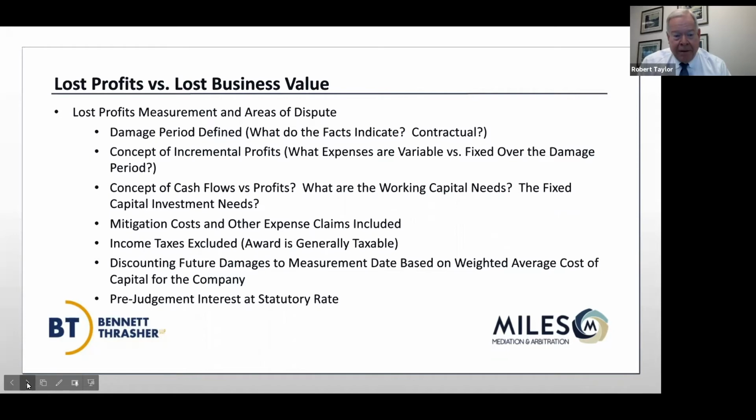Income taxes are excluded generally. I would say always, but I'm sure there's an exception somewhere, because the award is generally taxable to the recipient. And you're looking at discounting future damages to the measurement date. Typically, you're measuring damages up to the date of trial, and you have prejudgment interest on those damages at statutory rates. And then damages after the date of trial are discounted back to the date of trial using the weighted average cost of capital for the company as the discount rate. Next slide, please.